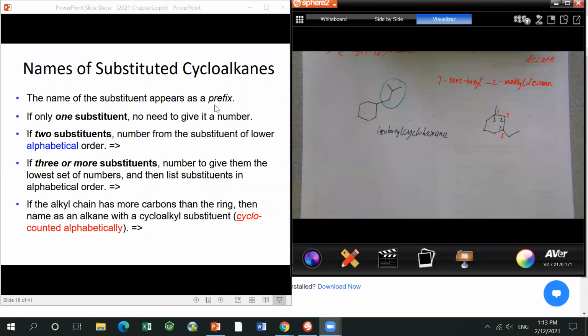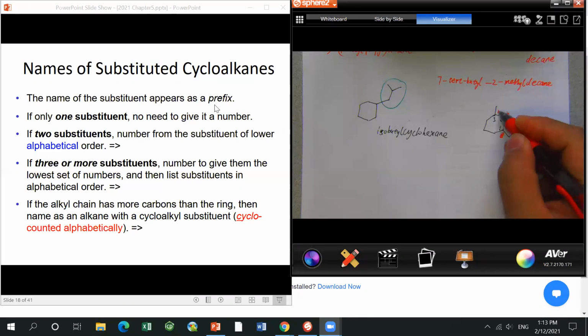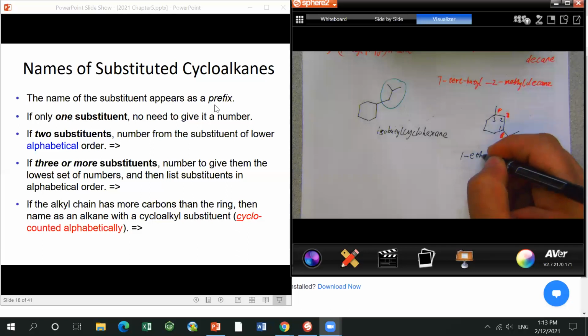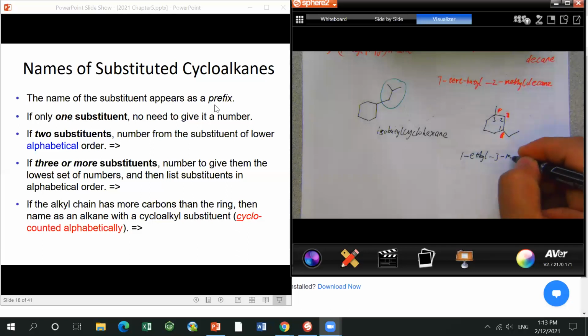So in this case here, we can see the ethyl group starts with E, the methyl group starts with M. So that means we take the numbering here, because ethyl comes first alphabetically, so it gets the lower number. So that will become 1-ethyl-3-methylcyclohexene. So if there are 2 substituent groups, you need to give their numbers.